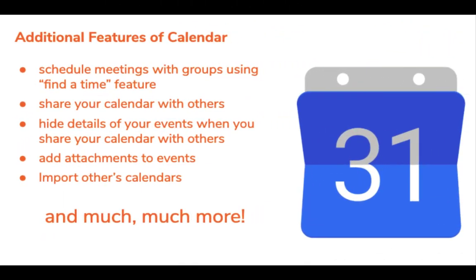So there are some additional features of Google Calendar that we're not going to be touching on today, but there's some really neat things you can use, like the Find a Time feature if you're trying to schedule meetings with groups of friends. You can share your calendar with other people. You can hide details of your events when you are sharing your calendar. You can add attachments to your events so you're not looking for documents. And you can import other people's calendars, which is kind of a nice feature.